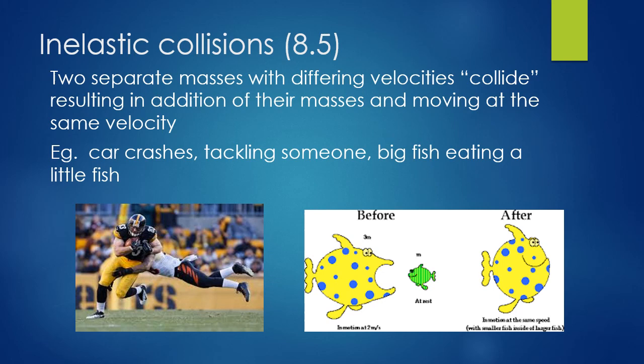Big fish eating a little fish. Now I know it's not a classic collision, but all of the boxes are checked. It is an inelastic collision because you have a big fish swimming around, one mass at a certain velocity, then you have a little fish by itself swimming around at a different velocity. When big fish eats little fish, they now become one object going in the same direction at the same velocity. So it is an inelastic collision. It meets all the criteria: two things colliding, sticking together, and then moving off together at the same velocity.